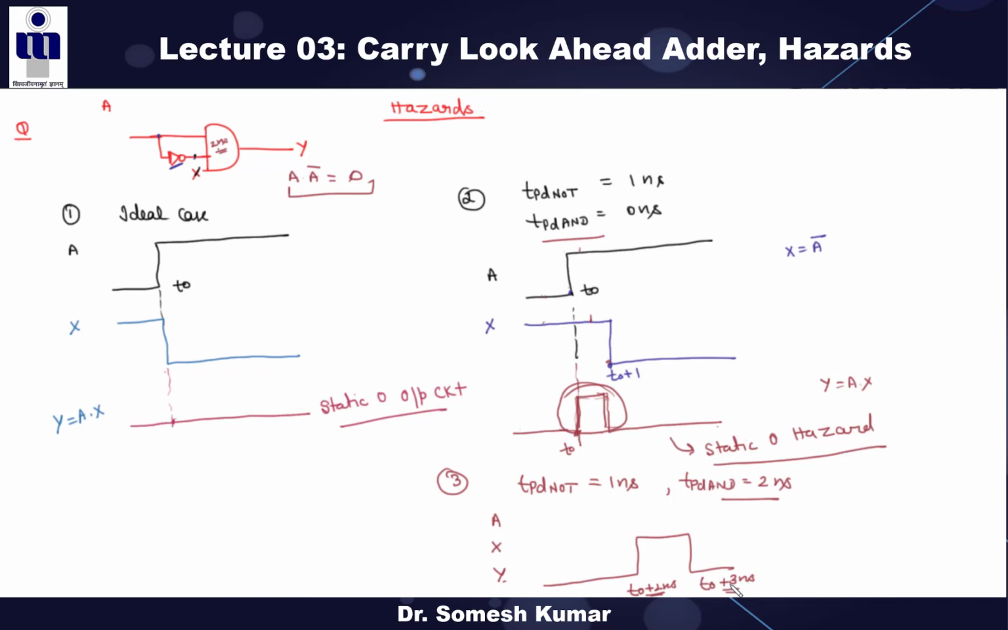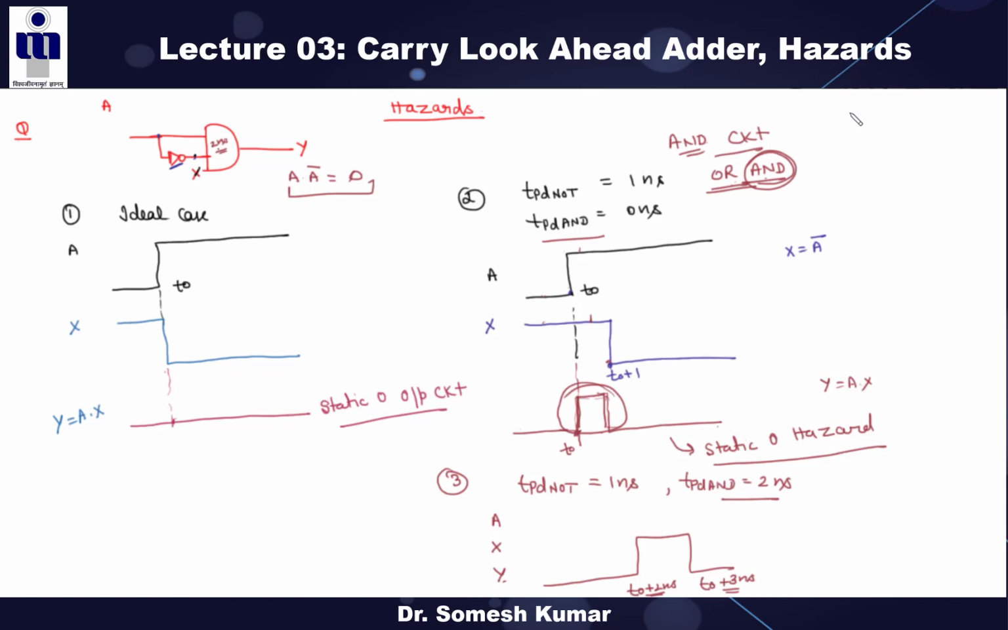Basically, static zero hazards occur in your AND circuits, or similarly in your OR AND circuits. Here the OR gate is not given, but if an OR gate is given before this, then also static zero hazards will occur. So static zero hazards will occur in OR AND gates, or we can say NOT AND gates.